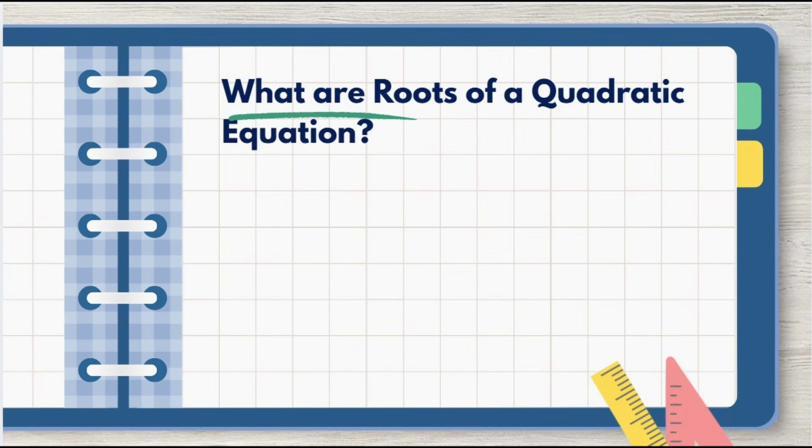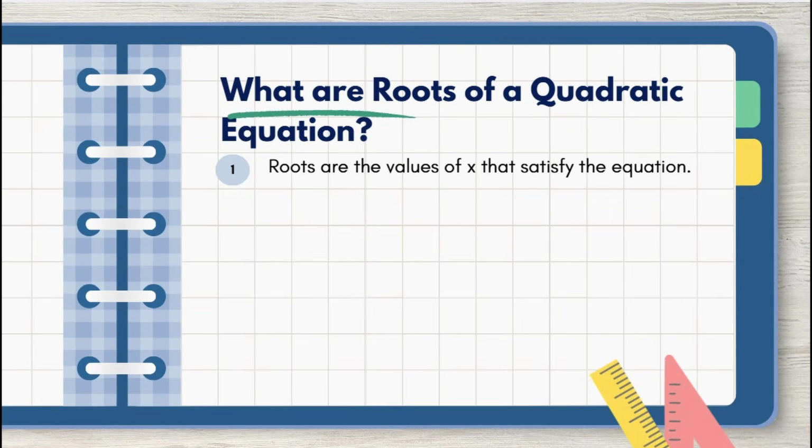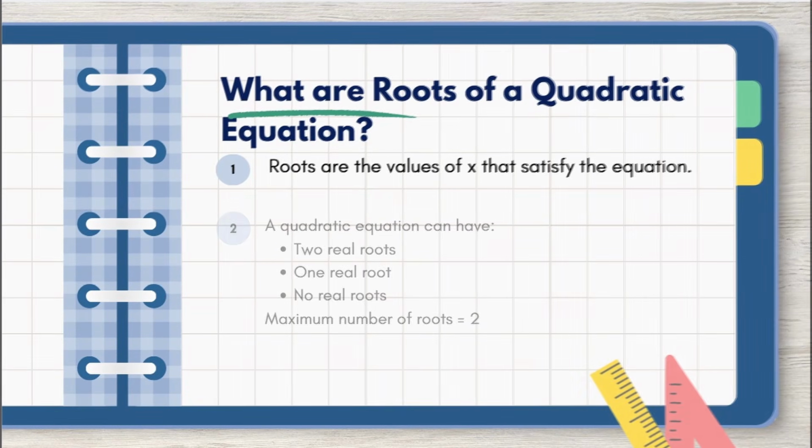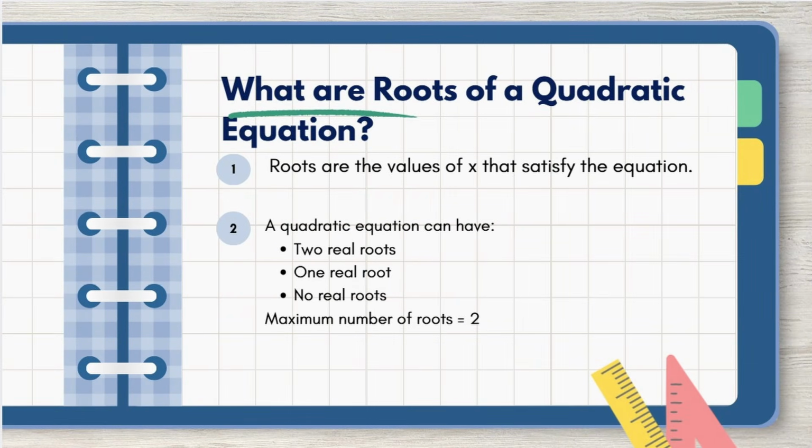What are roots of a quadratic equation? Roots are the values of x that satisfy the equation. A quadratic equation can have two real roots, one real root, or no real roots. The maximum number of roots an equation can have is 2.